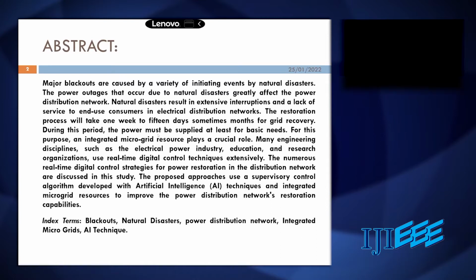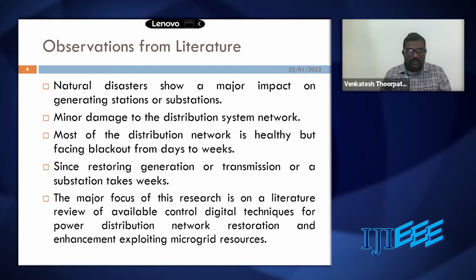From my observations, which come from my literature survey, a major disaster will damage the generation stations and substations, and cause minor damage to the distribution network system. So there are many problems in restoring the distribution system.